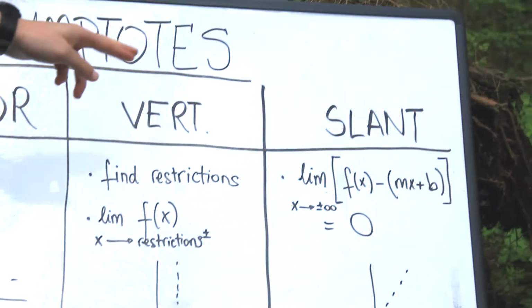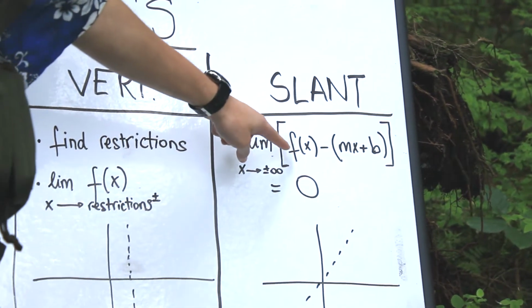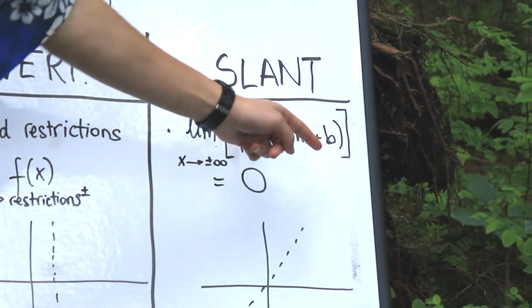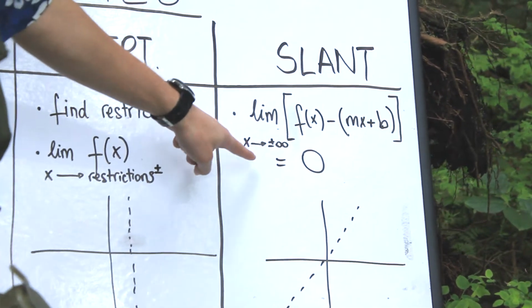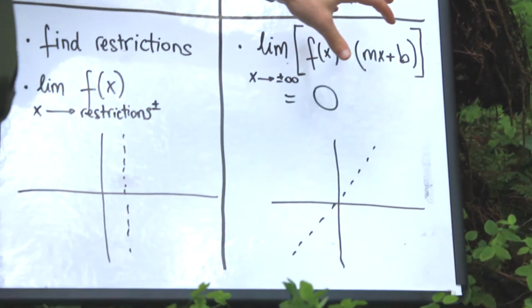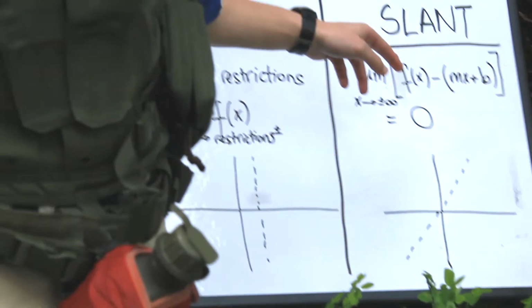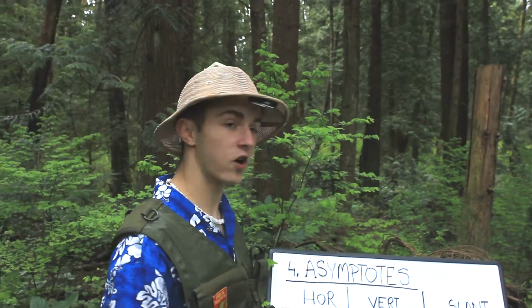Very nice. For slants, this is the tricky one. You take the limit of f of x minus (mx plus b), which you solve by long division, as x approaches positive and negative infinity, and that all needs to equal 0 every time. Here's an example of a slant. So, let's go back to the HQ, solve for horizontal asymptotes.